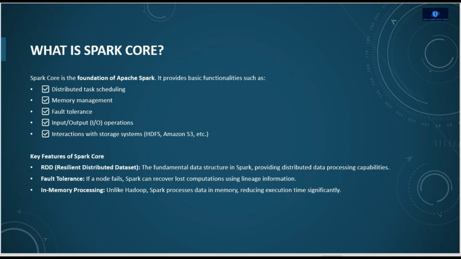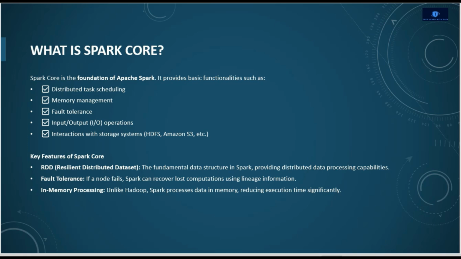Spark Core is the foundation of Apache Spark. It provides the basic functionalities such as distributed task scheduling. It also handles memory management, fault tolerance, input output operations, and interaction with storage systems like HDFS, Amazon S3, and ADLS. There are many storage systems handled by Spark Core. It also has some key features.